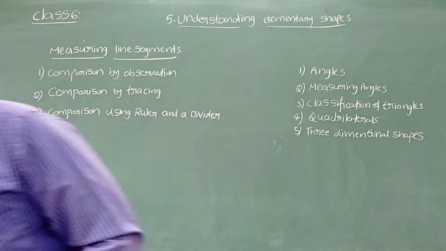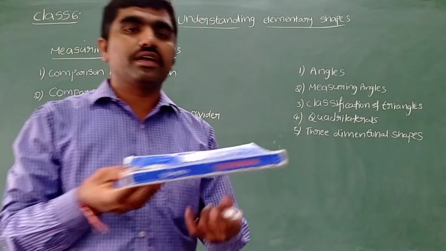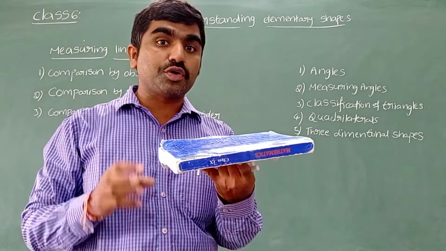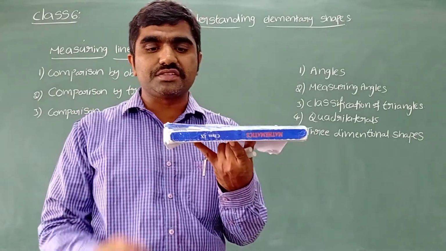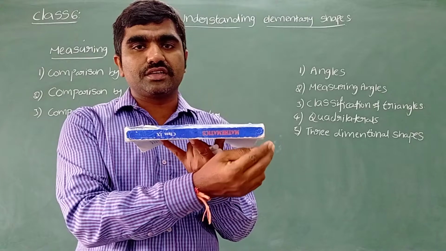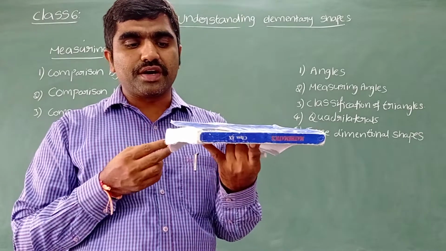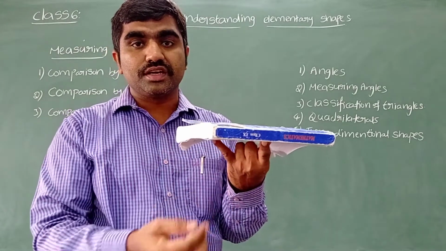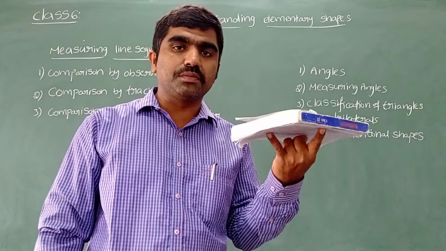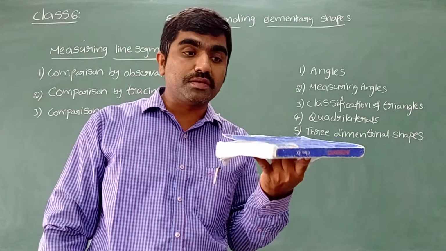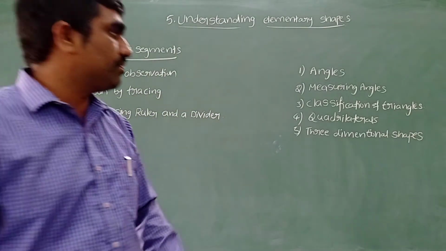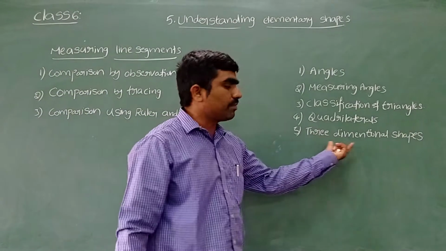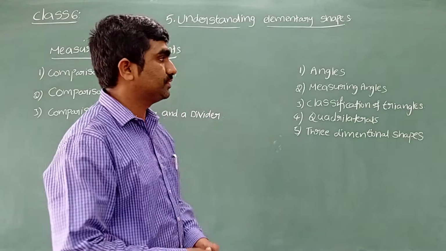Like if you see this textbook, it is a 3D figure, a cuboid. It has three dimensions, which we can see here. One is length, one is breadth and one more is height. So we can see many objects having three dimensions. We are going to learn about three-dimensional figures also.